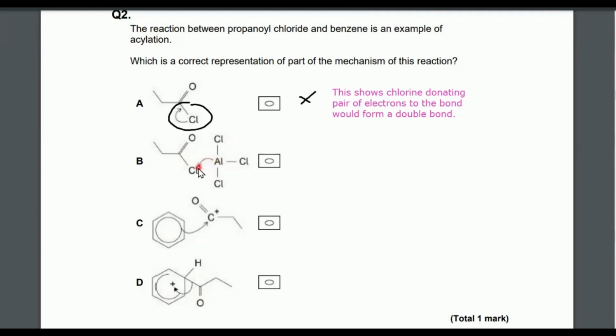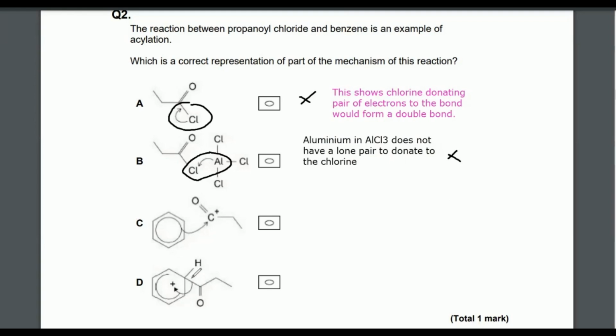Now let's check out B. B shows AlCl3 donating a pair of electrons to chlorine. Again, aluminium is not an electron donor. It's only got 3 electrons in the outer shell, if you think back to basic GCSE modelling. So it doesn't have a spare pair of electrons to donate to the chlorine. What normally happens when it forms AlCl4 is the chlorine donates a pair of electrons to the aluminium, which it can accept in its outer shell because it has room. So that's completely wrong too.